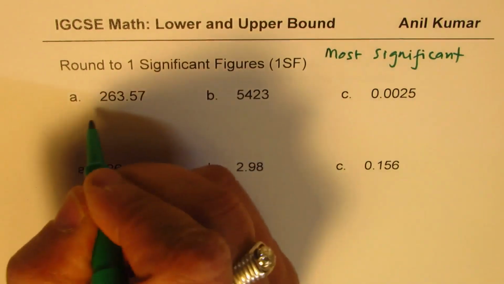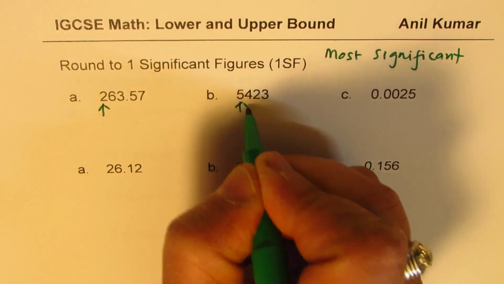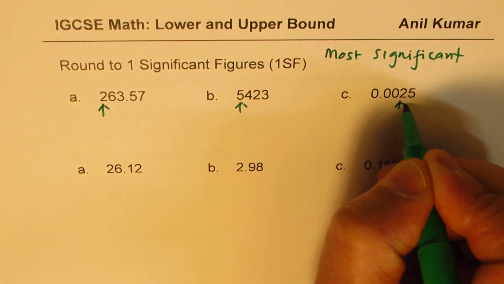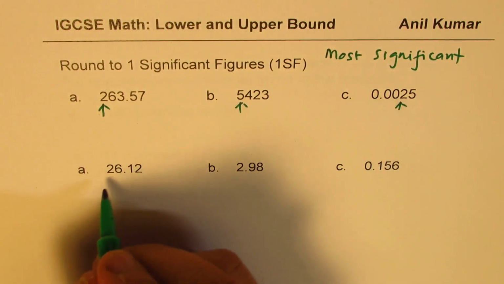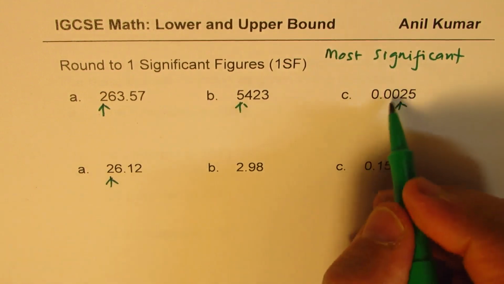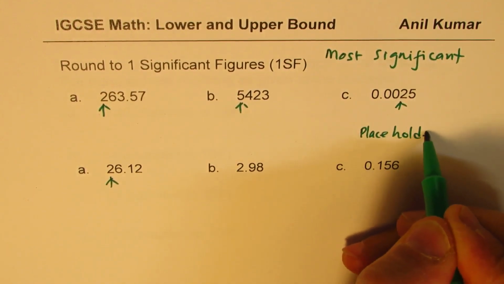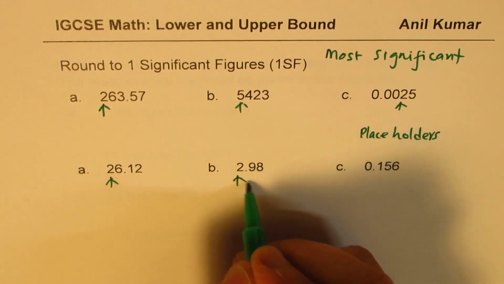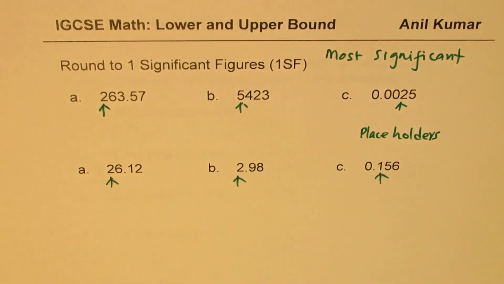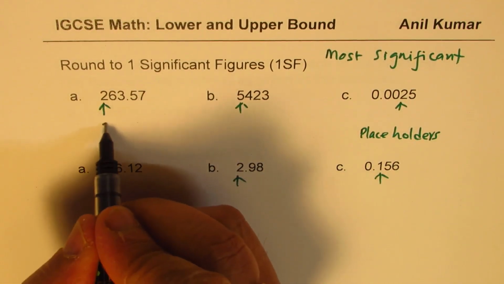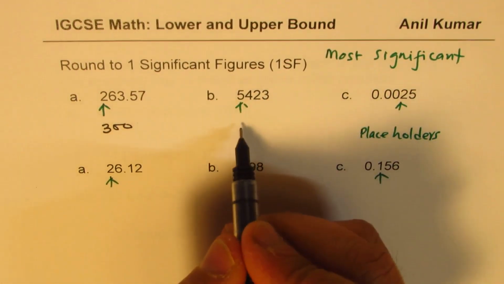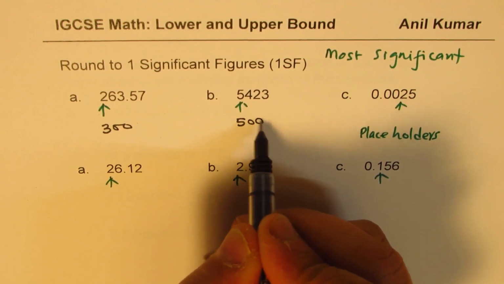So most significant is the very first digit, right? When you see from the left side, you have to exclude these zeros. They are placeholders, so take these as placeholders, right? So these are the most significant digits. Rounding to this gives you 300. In this case, it gives you 5,000.